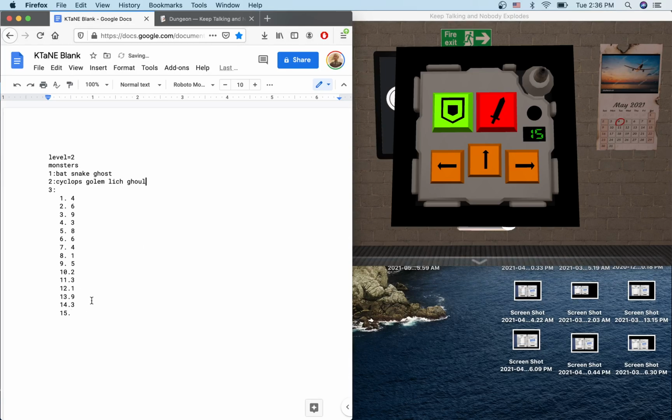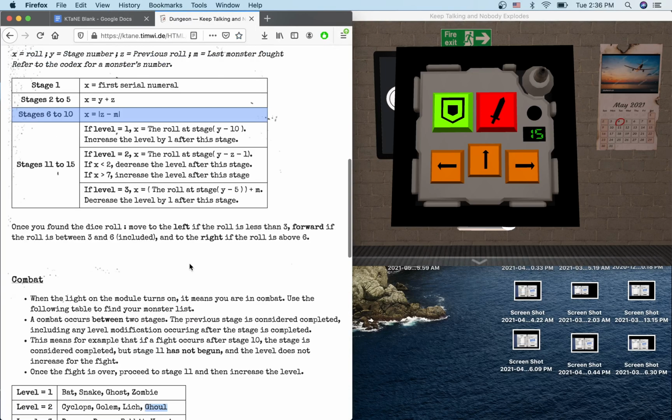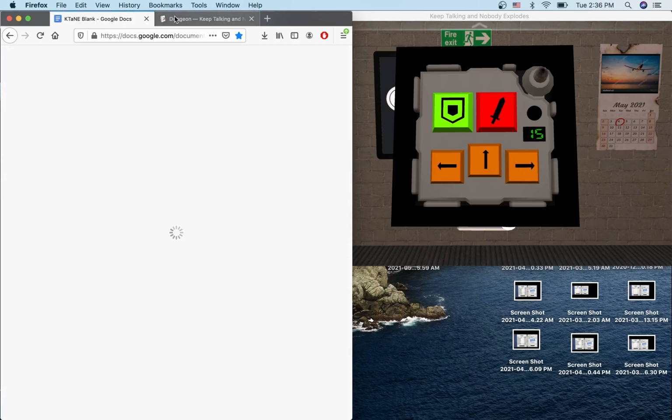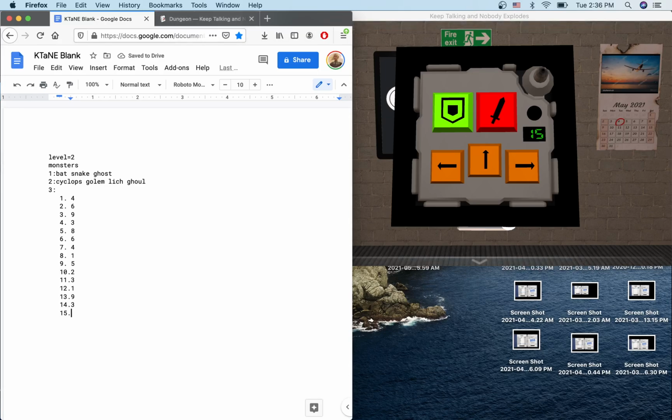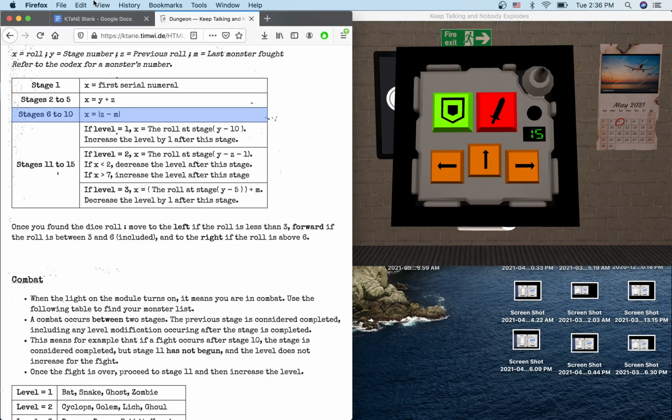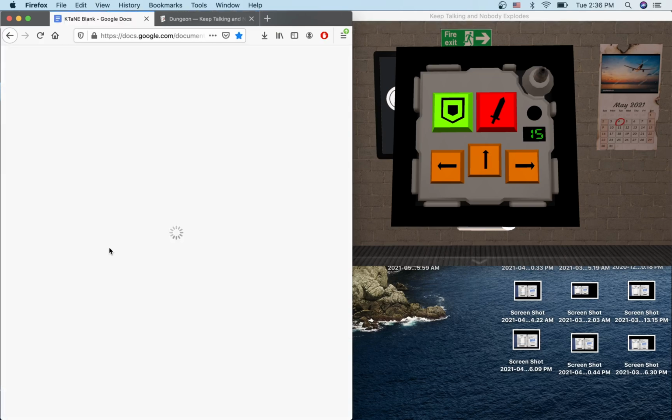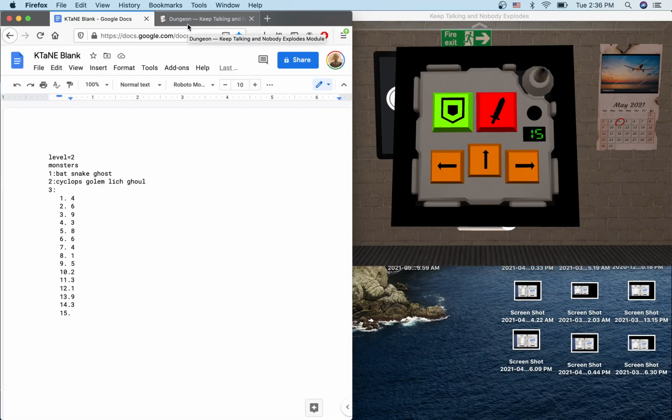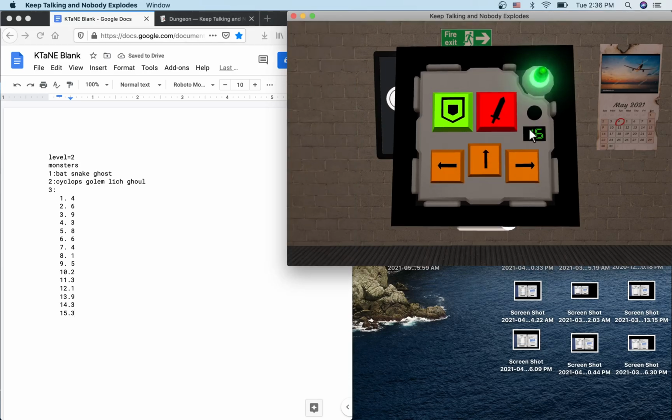Our level is 2, so we're going to check the rules here. 15 minus previous roll, which was, forgetting now, it was a 3. 15 minus 3 is going to be 12, minus another 1 is going to be 11, so roll at stage 11. This part, of course, the roll at stage X does not get modded 10. So roll at stage 11 was a 3, so that's our roll. We move forward, and the module solves.